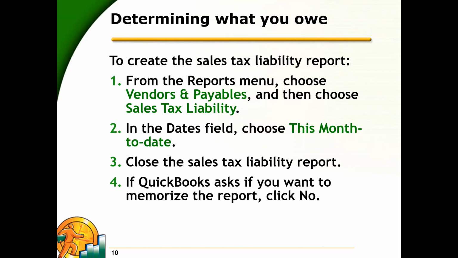From the reports menu, choose vendors and payables and then choose sales tax liability. In the date field, choose this month's date. Depending on the frequency with which you pay your sales tax, monthly, quarterly, semi-annual, or annually, you would specify the period for what you are reporting. In the date field, choose this month's date, then close the sales tax liability report. If QuickBooks asks you if you want to memorize the report, click no. That last one right there, I would actually click on yes.